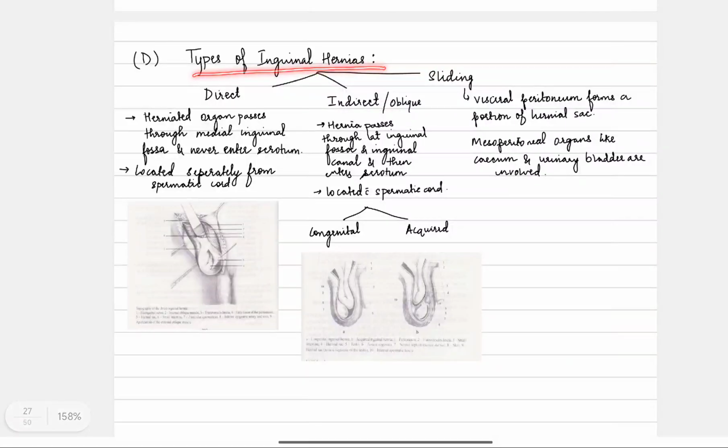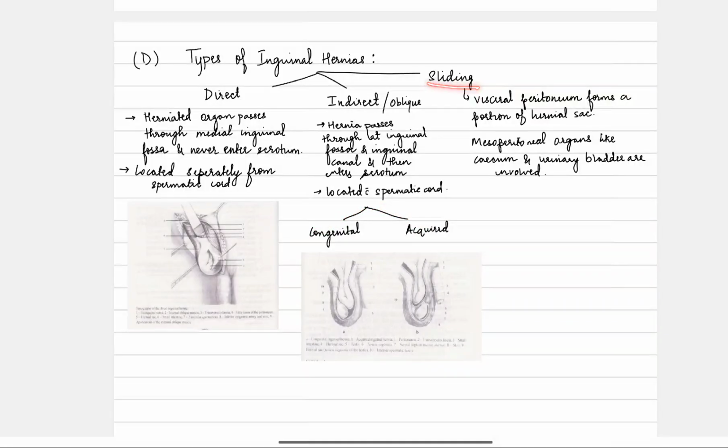The next is types of inguinal hernias. First is direct, second is indirect or oblique, and third is sliding. Direct is where the herniated organ passes through medial inguinal fossa and never enters scrotum, located separately from spermatic cord. Indirect or oblique is where the hernia passes through the lateral inguinal fossa and inguinal canal and then enters the scrotum. Located with the spermatic cord, there are two differentiations, congenital or acquired.